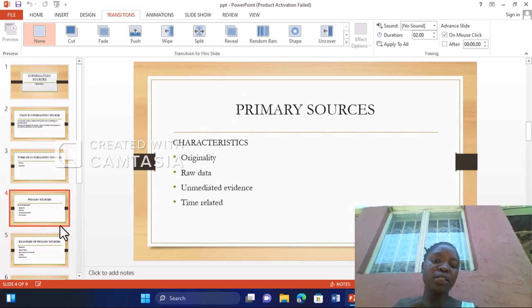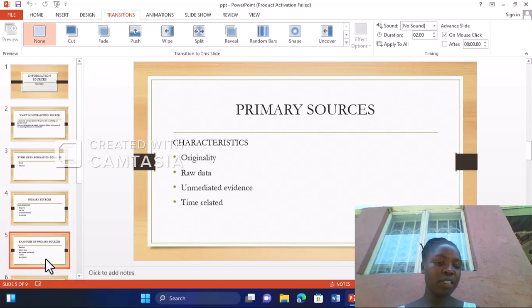When you say that it's time related, we mean they are closely tied to the moment in which they were created, because when the incident happened at a specific time, they will attach it to the time it happened for easy explanation.